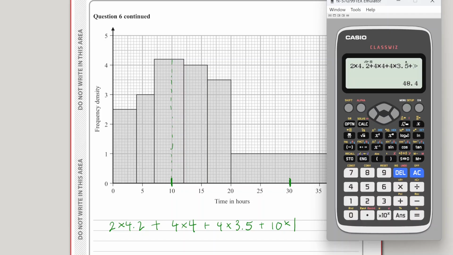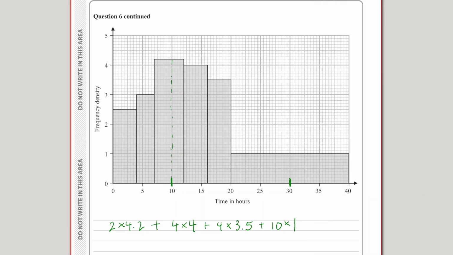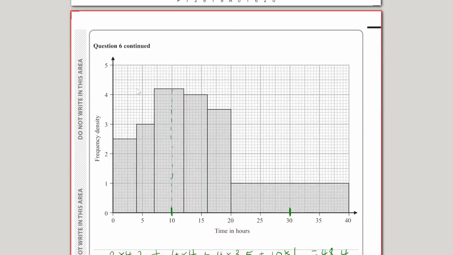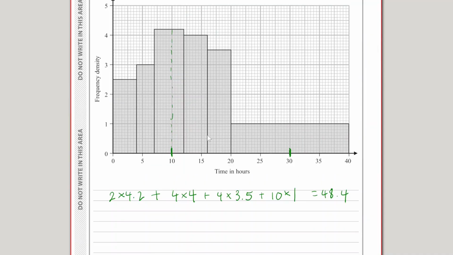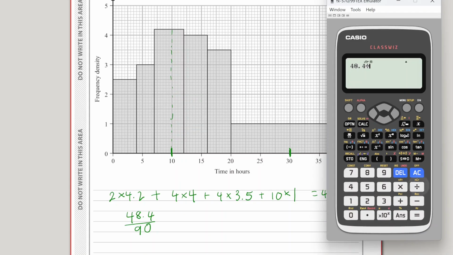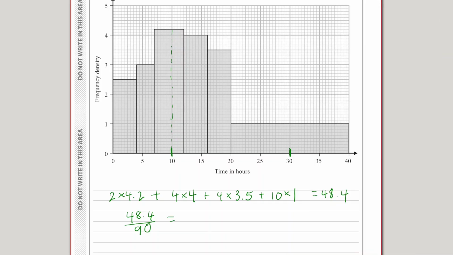That adds up to 48.4. The total area should be 90. So 48.4 over 90. 121 over 225, or 0.538.